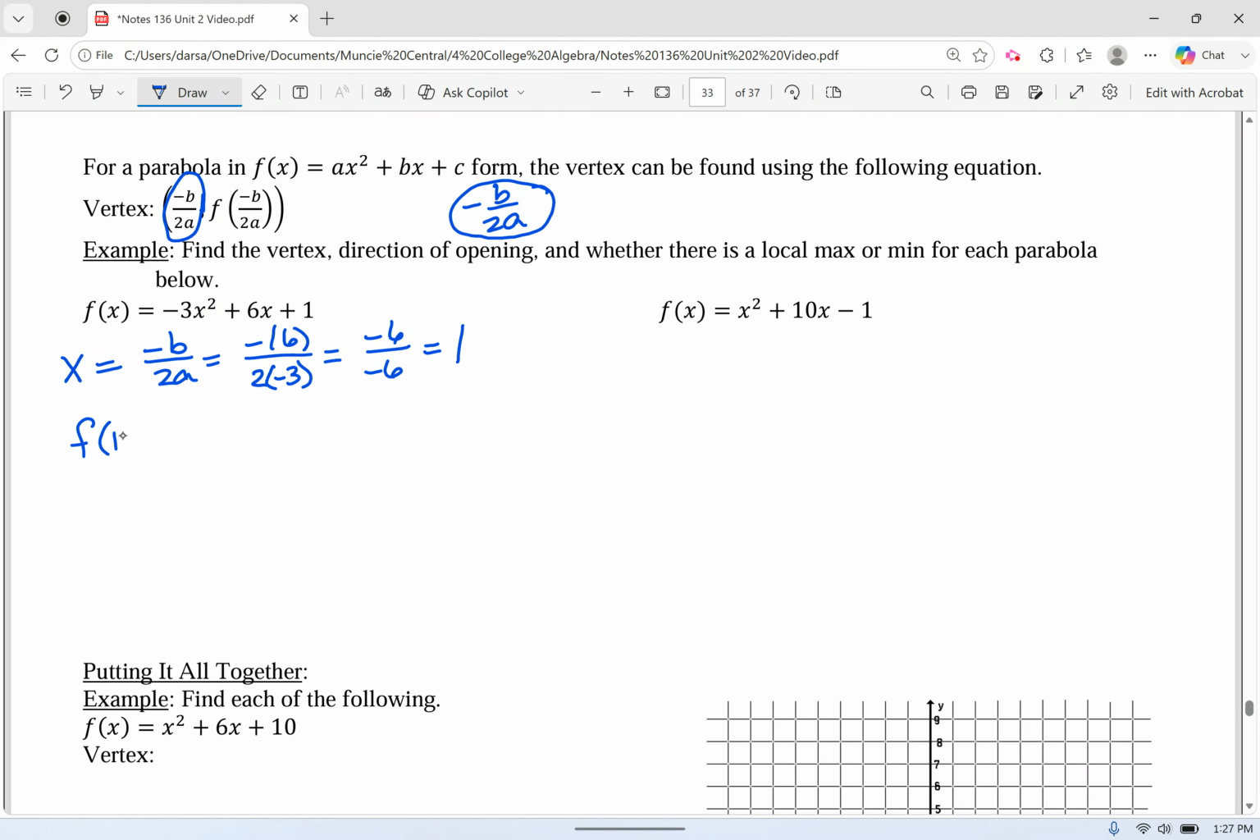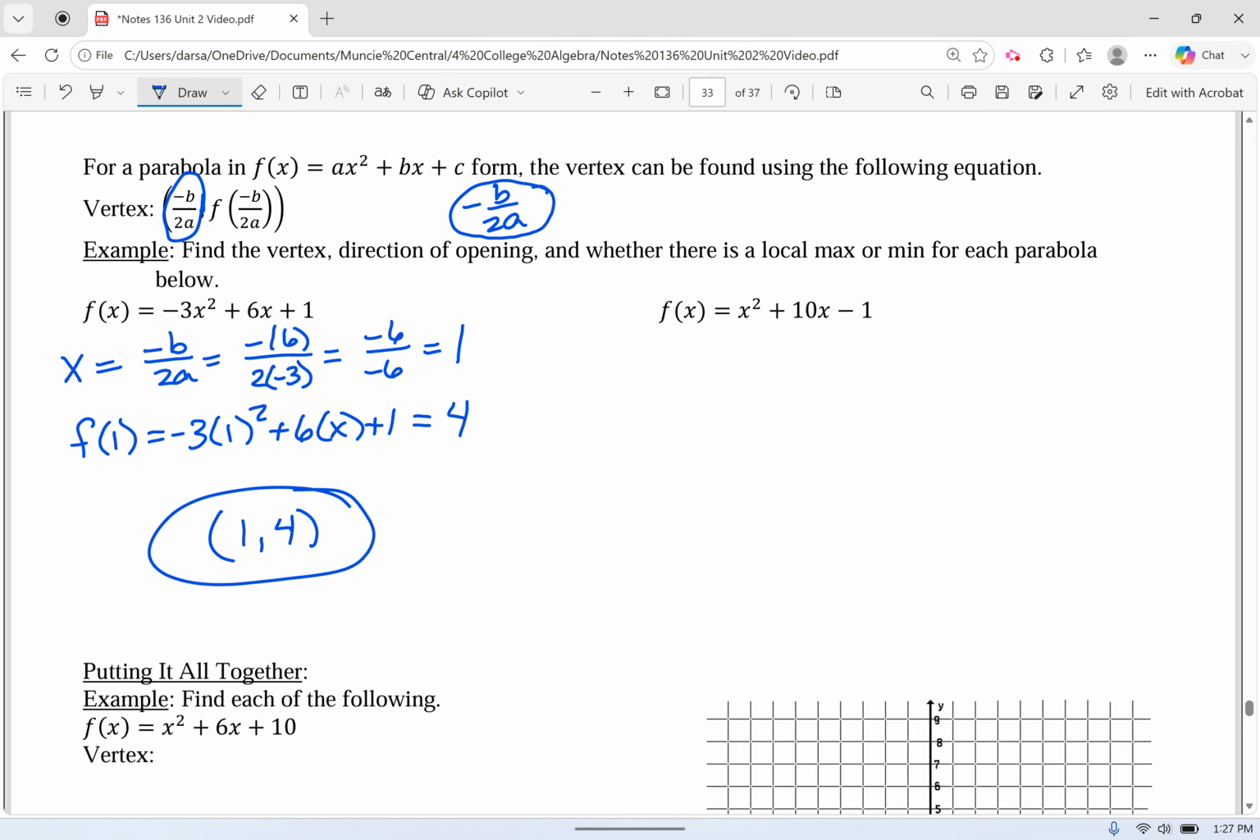And now we're going to plug 1 back in for all of our x's. And we're going to get that that is 4. So what is the vertex? It is x is 1, y is 4. So all you really need is that x is negative b over 2a. That gets us the vertex, and you can move on from there.